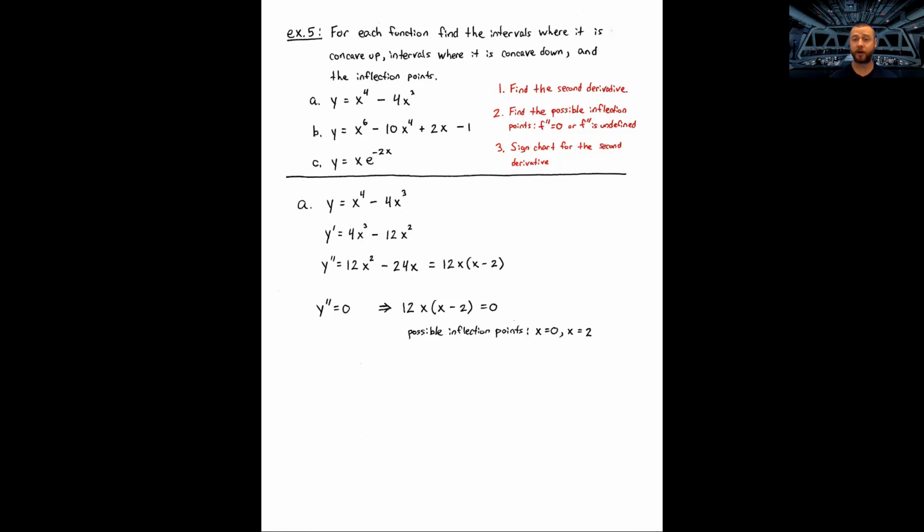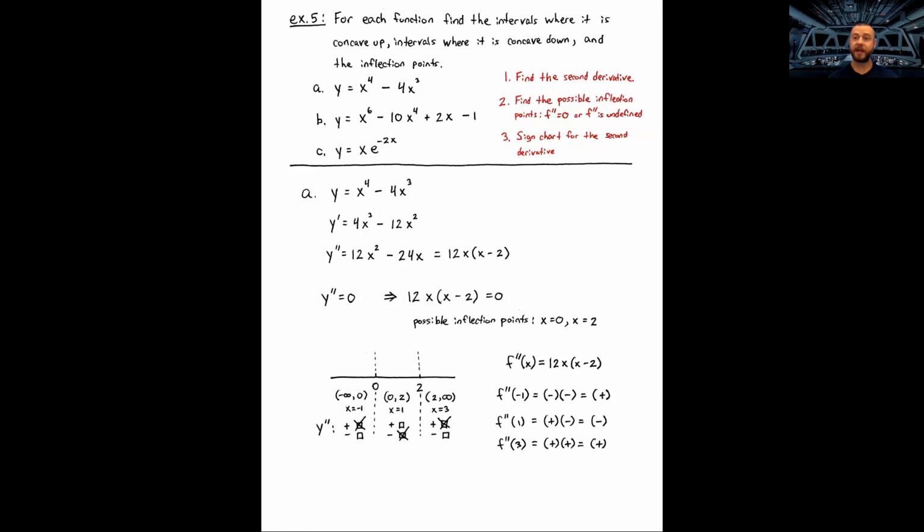That's going to be where our sign chart comes in. The sign chart is going to be what tells us where the concavity changes from concave up to concave down, or vice versa. A positive second derivative means the graph is concave up. A negative second derivative means the graph is concave down. All right, we take our two possible inflection points. For the first derivative, we would have been using the critical points. We take x equals 0 and x equals 2, split the x-axis at those values, and we get three intervals, negative infinity to 0, 0 to 2, and 2 to infinity.